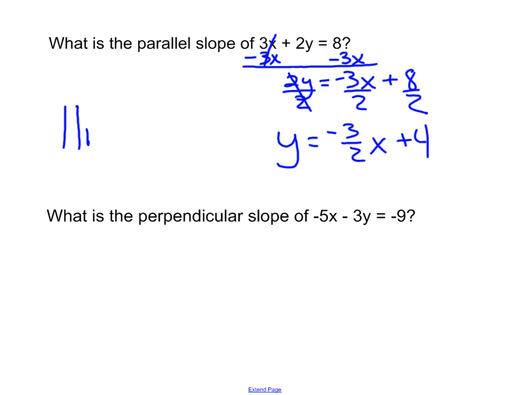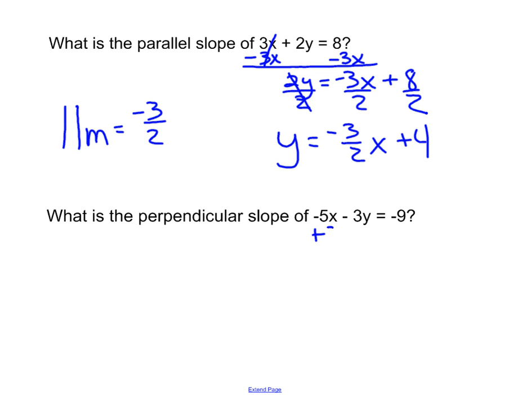Now, we were wanting to know what the parallel slope was. So I'm looking for the parallel slope. My slope is the number in front of x when y is by itself, so it's going to be negative 3 over 2. So the parallel slope would be negative 3 over 2. It's the exact same thing. Okay, looking at the last question, what is the perpendicular slope? Well, once again, y is not by itself. So we're going to have to get y by itself before we can do this.